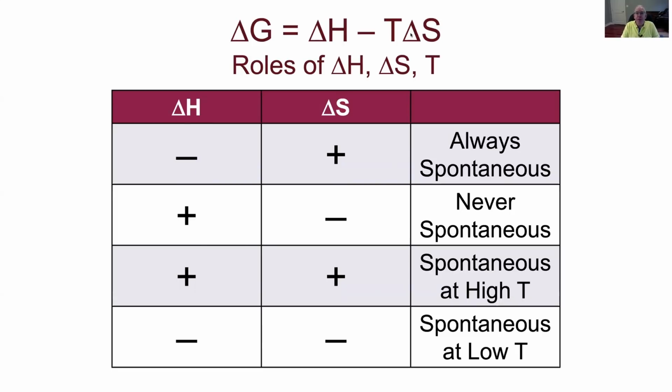Delta G is delta H minus T delta S. So we're looking at what delta H and delta S and the temperature, the three things that are on the right-hand side, how do they play off against one another, okay?